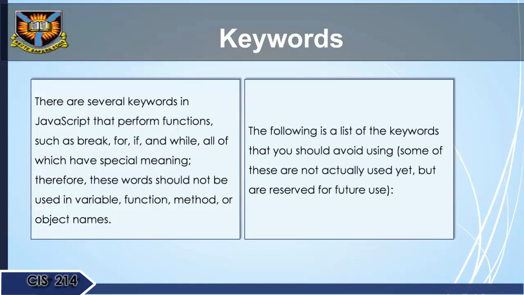Keywords. There are several keywords in JavaScript that perform functions such as break, for, if, and while, all of which have special meaning. Therefore, these words should not be used in variable, function, method, or object names. The following is a list of the keywords that you should avoid using. Some of these are not actually used yet, but are reserved for future use.